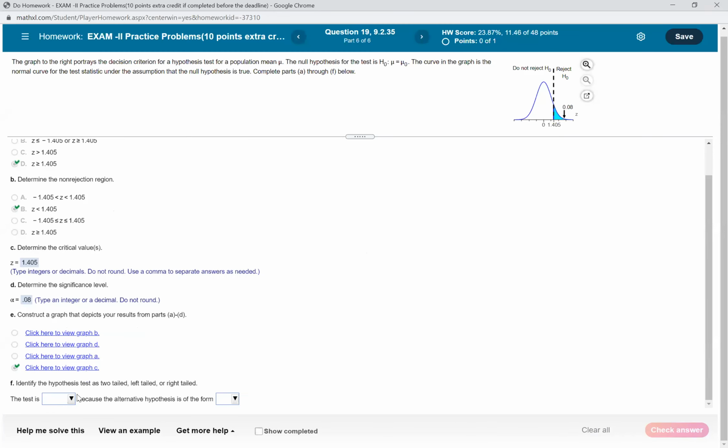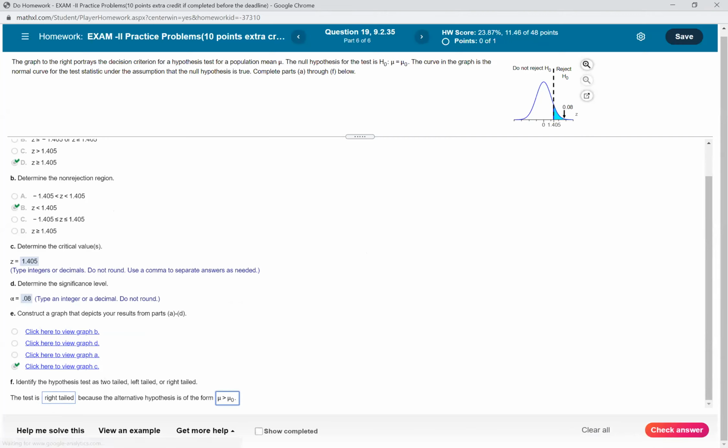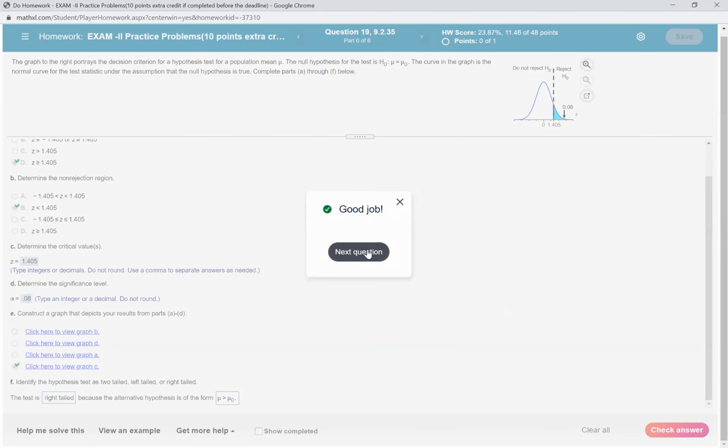Okay. So identify the hypothesis test as two-tailed, left-tailed, or right-tailed. So this is the right-tailed test, right? It is very clear that this is a right-tailed test. And the alternative will be that mu is greater than mu zero. So this is the answer.